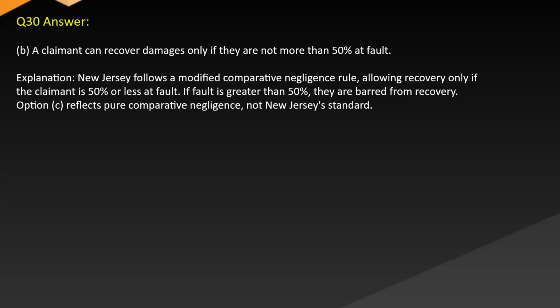Answer: B. A claimant can recover damages only if they are not more than 50% at fault. Explanation: New Jersey follows a modified comparative negligence rule, allowing recovery only if the claimant is 50% or less at fault. If fault is greater than 50%, they are barred from recovery. Option C reflects pure comparative negligence, not New Jersey's standard.